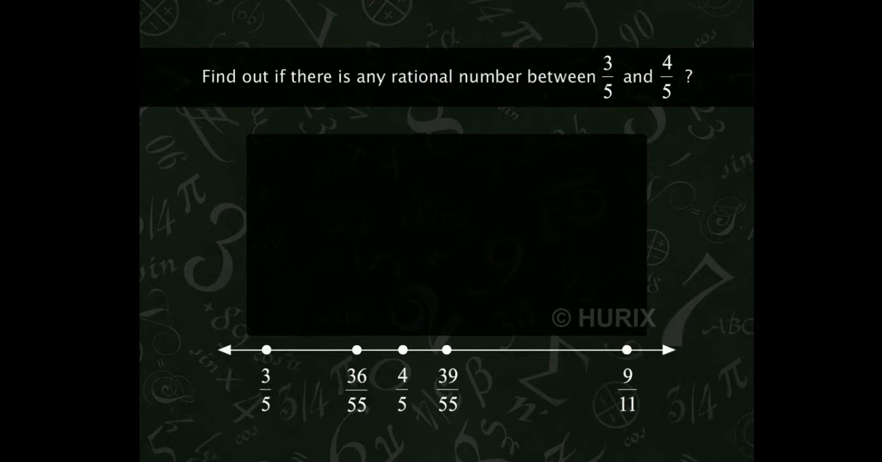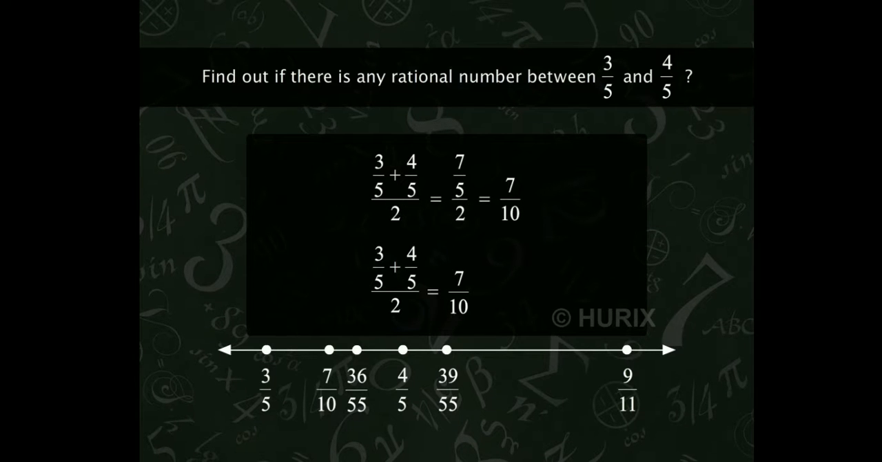Would there be any rational numbers between 3 by 5 and 4 by 5? To find a rational number between two given rational numbers, we find half of their sum. On simplifying, we get, thus 7 by 10 is a rational number between the two given rational numbers.